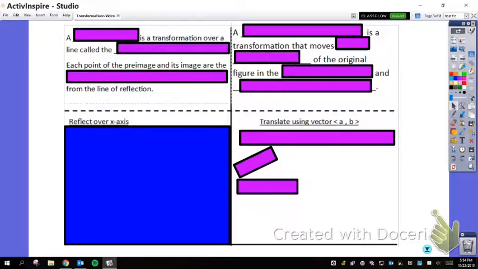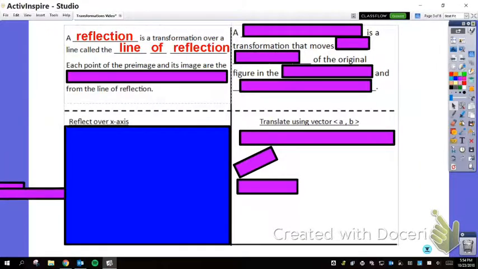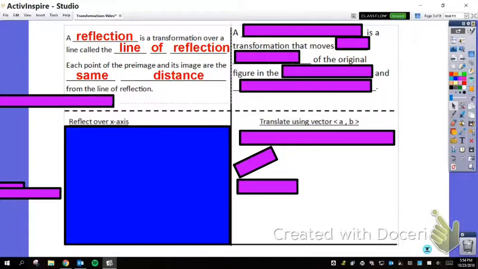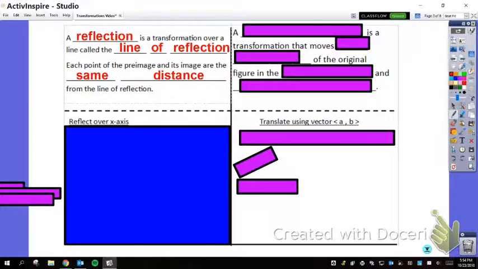Okay, so the first one that we're looking at is a reflection. A reflection is a transformation over a line called the line of reflection. Sometimes we're going to hear that referred to just as the line of symmetry, so make sure that you keep that in mind. Each point of the pre-image, the starting image, and the reflected image are the same distance from the line of reflection. I am going to go ahead and have you add in the word symmetry right here. That way you just know if they call it the line of symmetry, they're talking about the same thing.